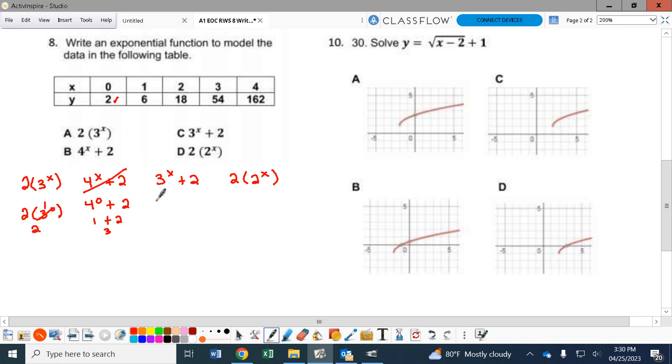The next one is 3 to the 0 plus 2. That's going to be 1 plus 2, which is going to be 3. That one's out. It doesn't equal 2. The last one is 2 times 2 to the 0, which means 2 times 1, which is going to give you 2. So this one's still working. This one's still working. We're out on B. We're out on C.